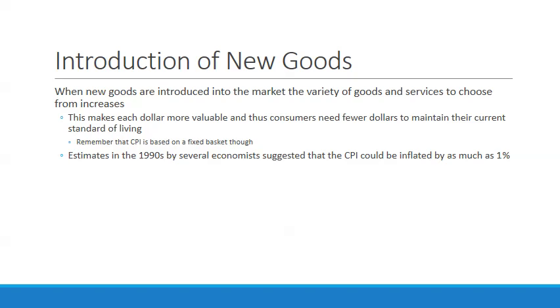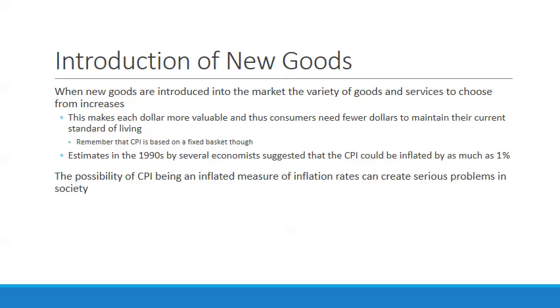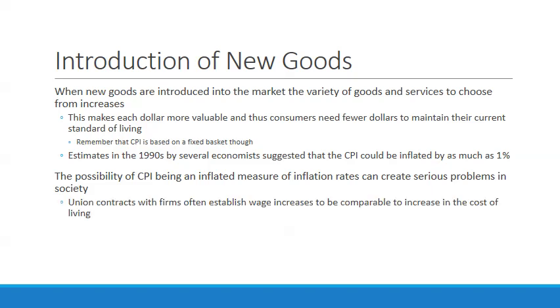Now that doesn't sound like a lot, but when you're talking about inflation rates and the value of the dollar, 1% becomes a fairly large amount. So the possibility of CPI being an inflated measure of inflation rates can create serious problems in society. For example, union contracts with firms often establish wage increases to be comparable to increases in the cost of living.